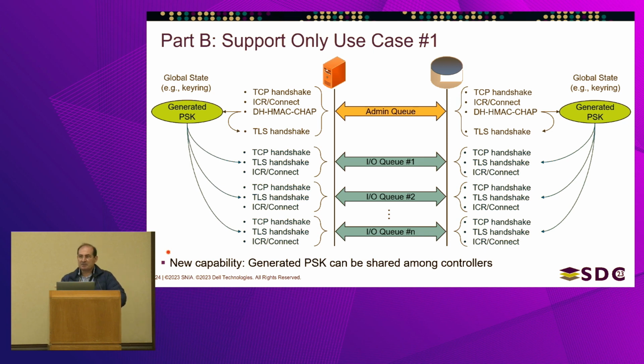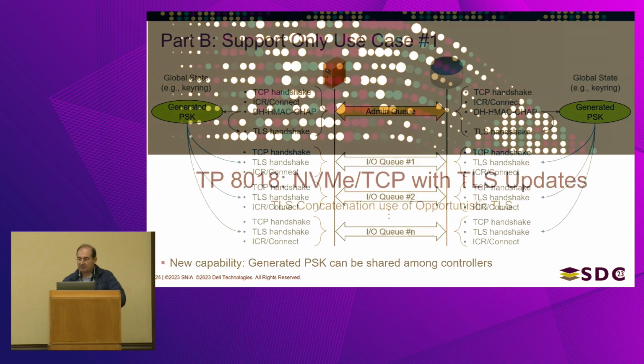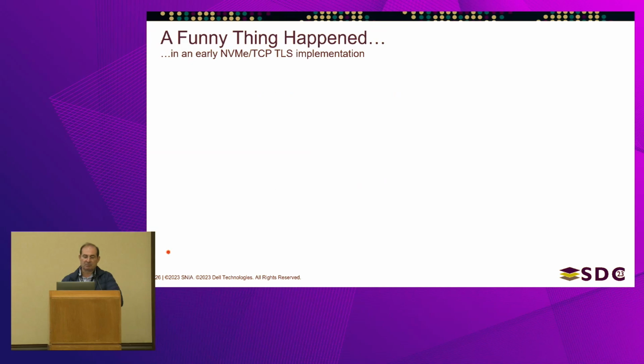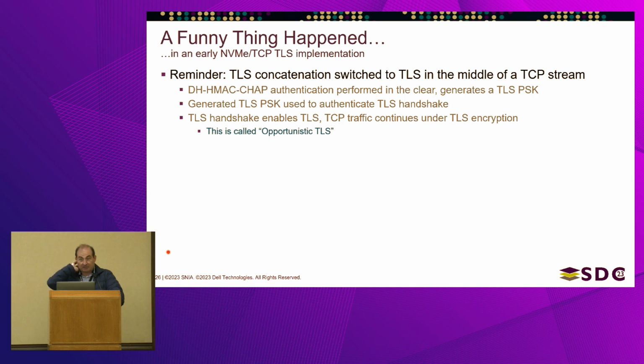Everything seems fine. We resolved the problem here, but then we discovered another interesting thing, what I was mentioning before. A funny thing happened. Reminder of what I said: in TLS concatenation, we switch to TLS in the middle of a TCP stream, which is something that we knew works because it has been used for years by SMTP. So we have this DHM matchup authentication performed in the clear, which generates the PSK. That TLS PSK is used to authenticate the TLS handshake, and in this way, we move the connection from plain TCP to TCP with TLS. This is called opportunistic TLS.